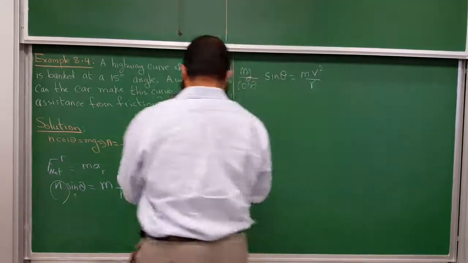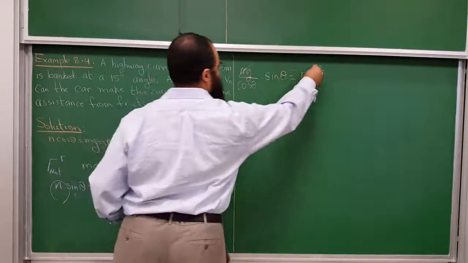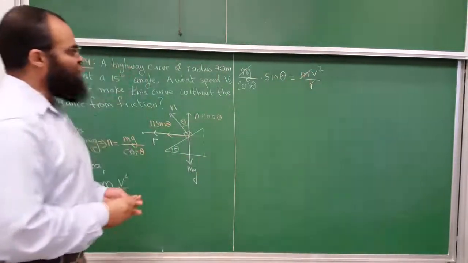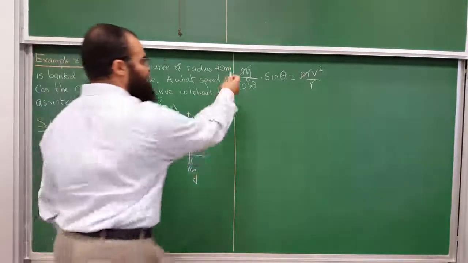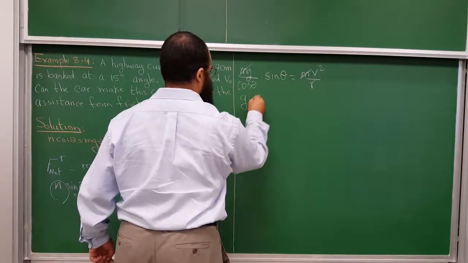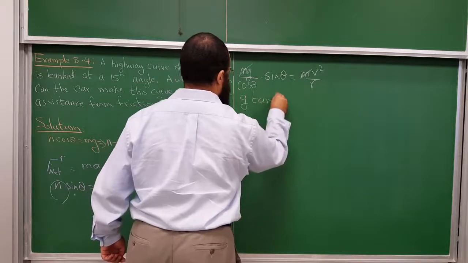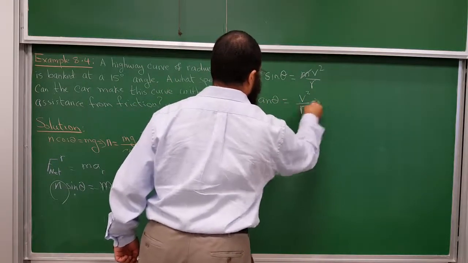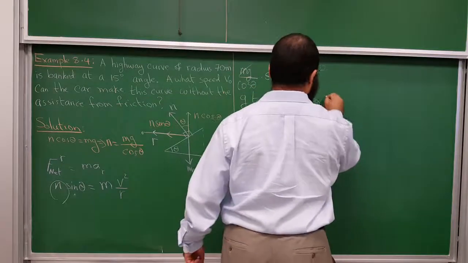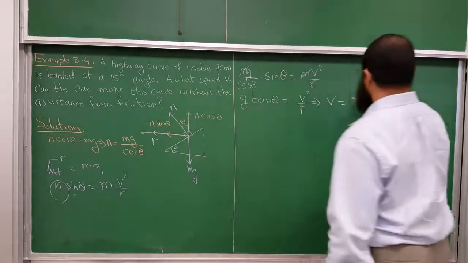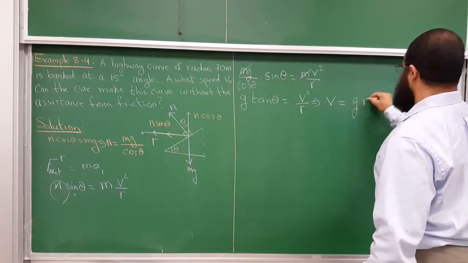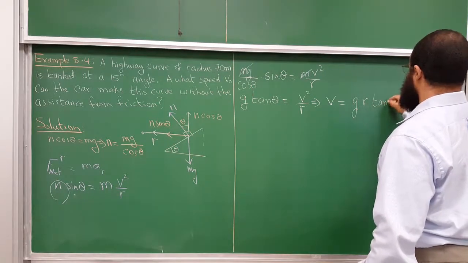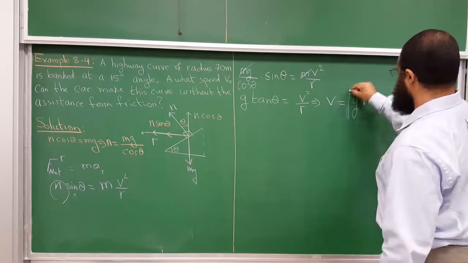Again, the mass cancels. Sine over cosine is tangent, so this is g times the tangent of theta equal to v squared over r. Multiply both sides by r and solve for v. So you get the square root of g times r times the tangent of theta.